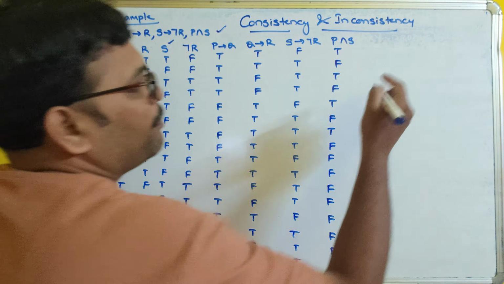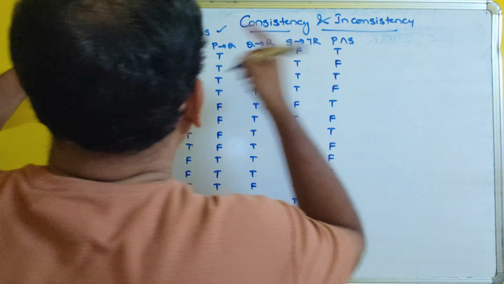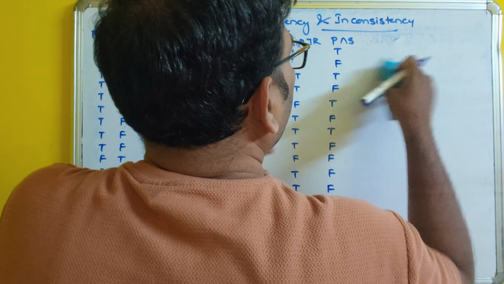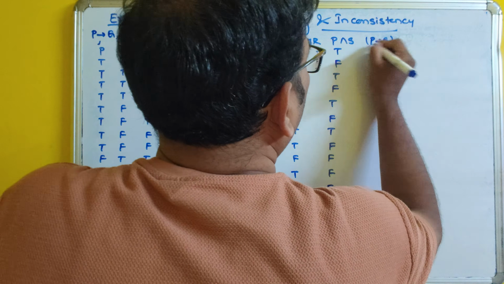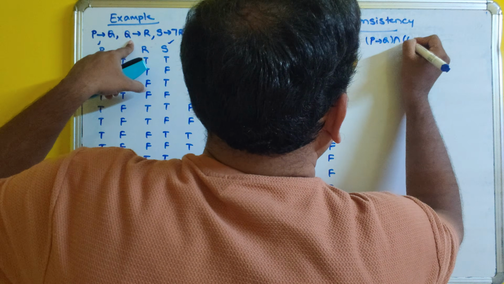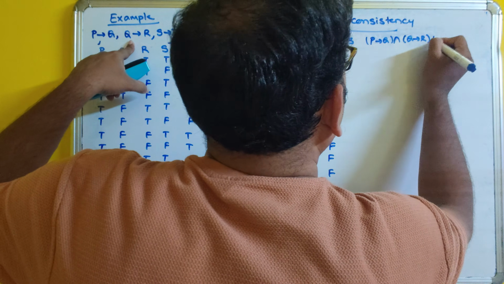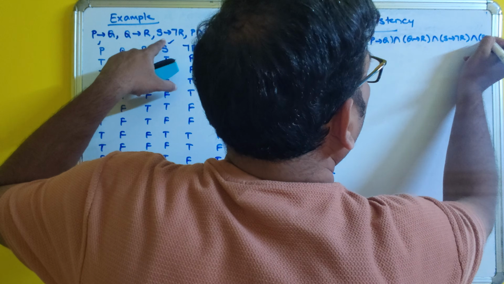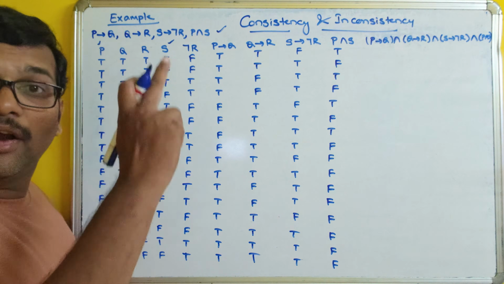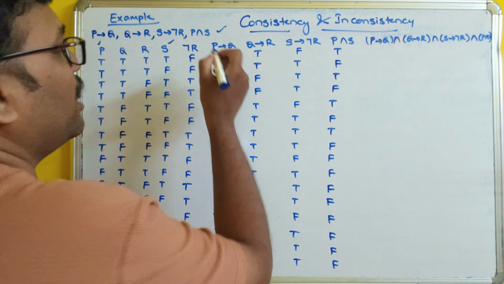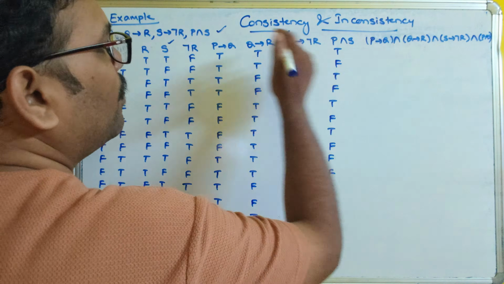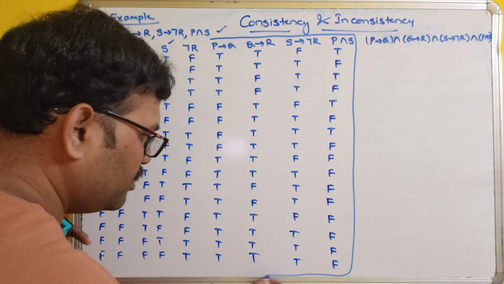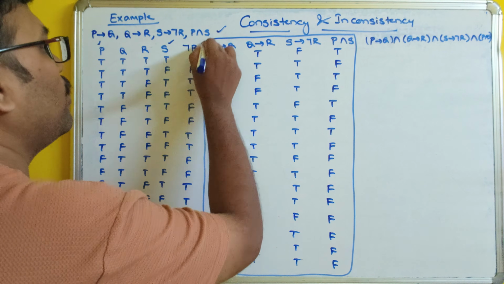Now what we have to do is apply the conjunction between all these premises. So what is the conjunction of all these premises? We can simply write: P implies Q and Q implies R and S implies negation R and P and S. This is the thing we have to find out. So we have to apply the AND operation between all these terms. These are all the premises.